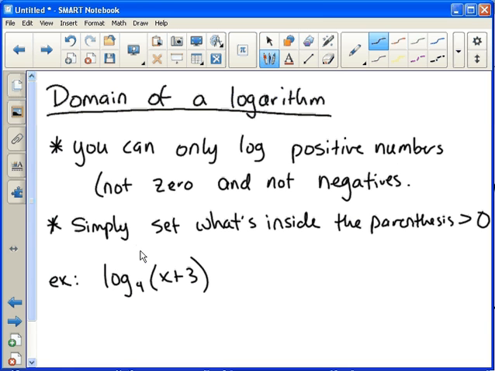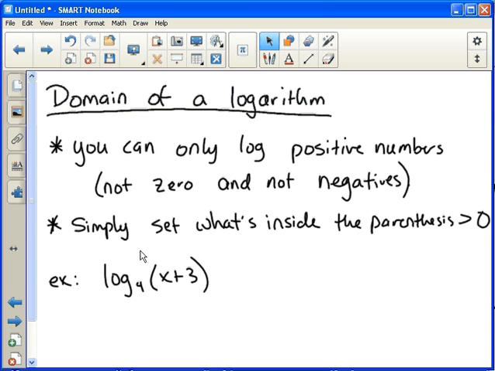Okay, so when you're asked to find the domain of a logarithm, remember the domain is the set of all x values that can exist in the function. All you have to do is take what's inside the parentheses and set it greater than 0. Just greater than, because we can't be equal to 0. You cannot log 0, and that's true for any base. It can be common log, natural log, log base 4, log base 11. Any log, this is true.